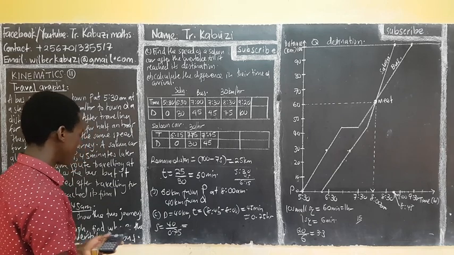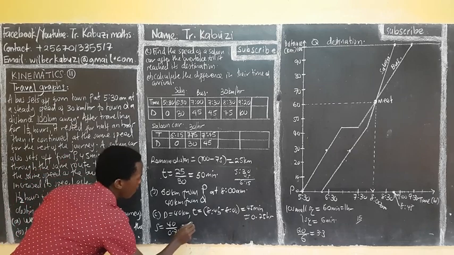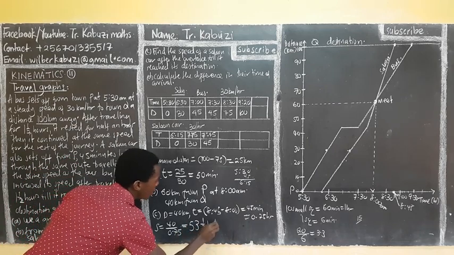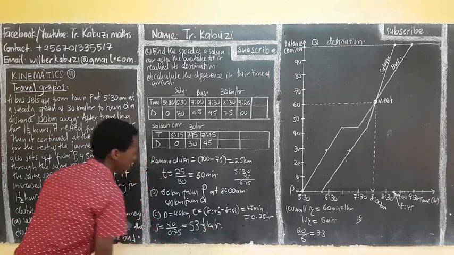I'm getting 53.3 kilometers per hour. So that's what I'm getting.